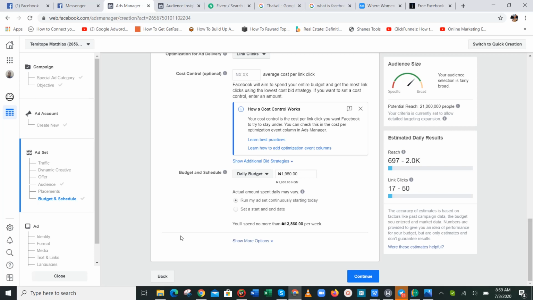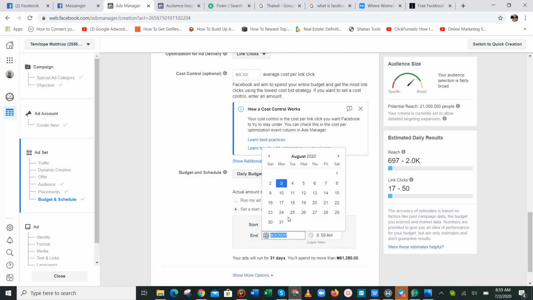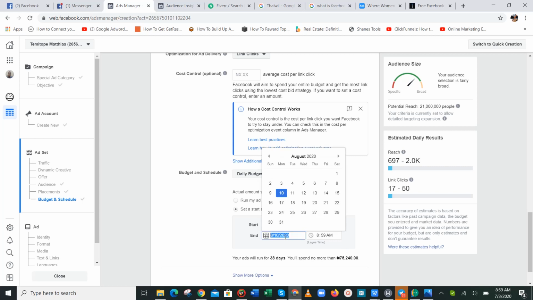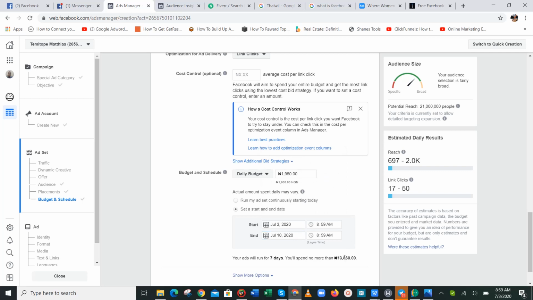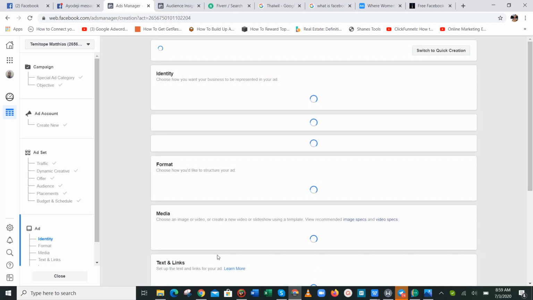Now this is the daily ads budget, about $5. I've already set that up the other time. So now let's set a start date, the date we want the ads to run. It says run my ad continuously starting today. No, I don't want it to run continuously for unlimited time. I want to set a start date and an ending date. July 3 to July 10, just 7 days. So the estimated budget I will spend now is, oh no, this is August 10 to July 10. So I spent 13k on this ad. So continue now.